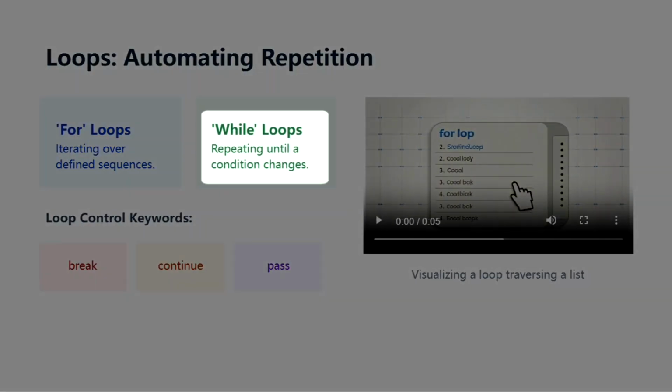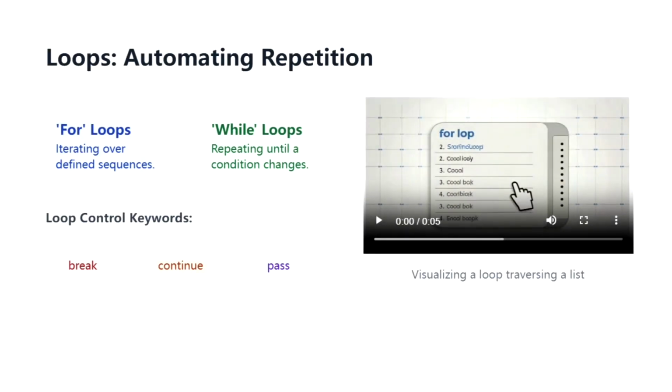On the other hand, while loops are driven by conditions. They keep running as long as a specific condition stays true. Think of it like a sensor.